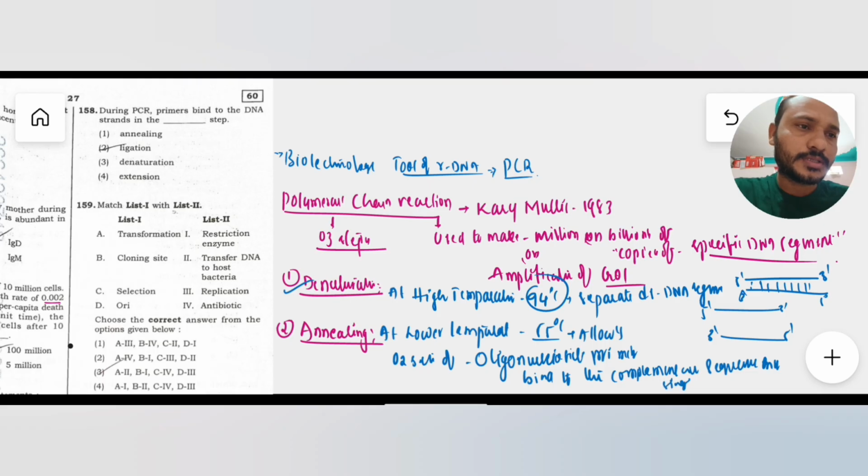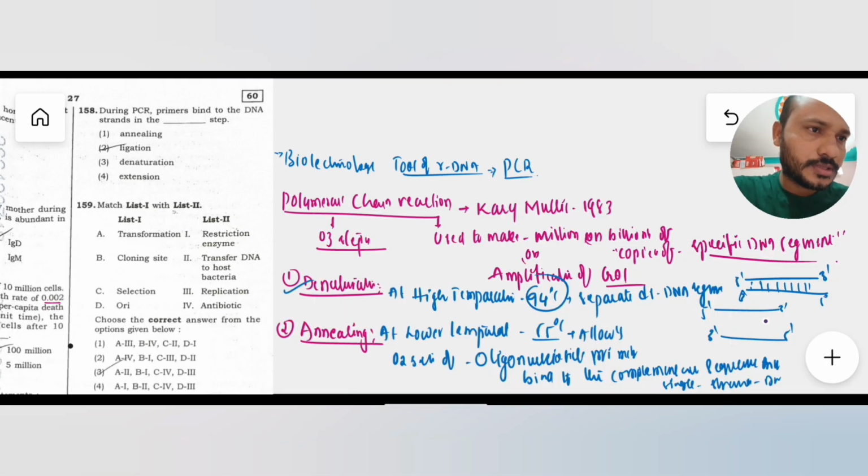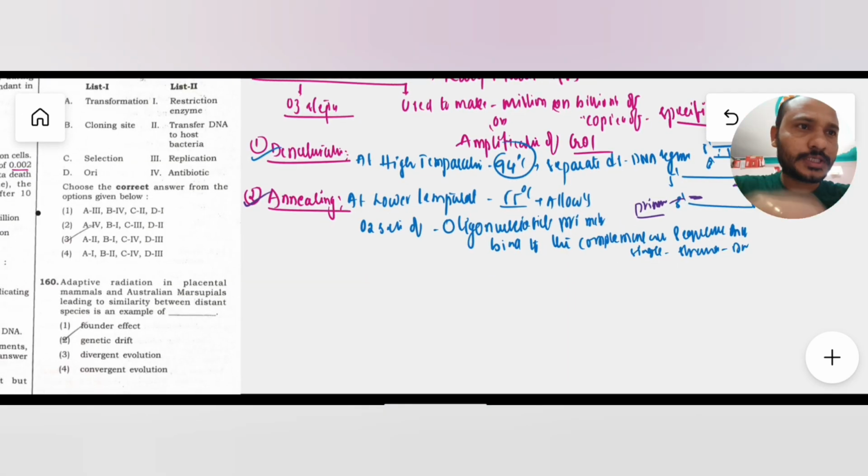Let us discuss this on a single-stranded DNA template. For example, each strand binds with the oligonucleotide primers like this. At the 3' end, the oligonucleotide primers bind to their complementary single-stranded DNA. A primer is added here, and a primer is added here also. This binding of primers to the 3' end of each single strand of DNA is the annealing process.